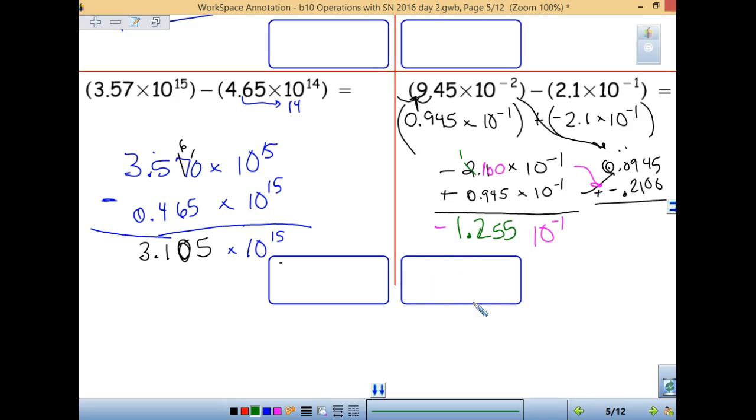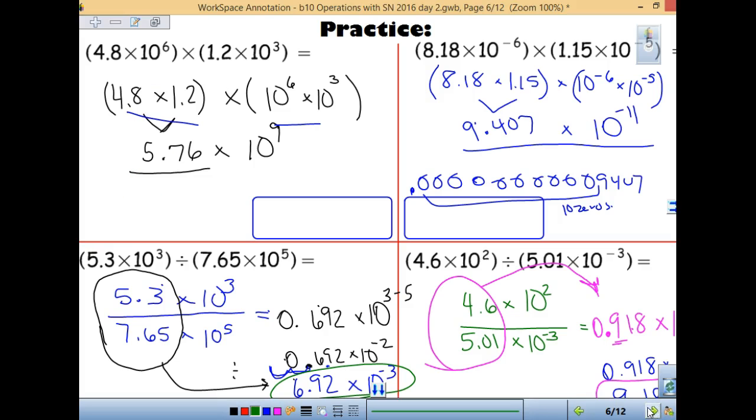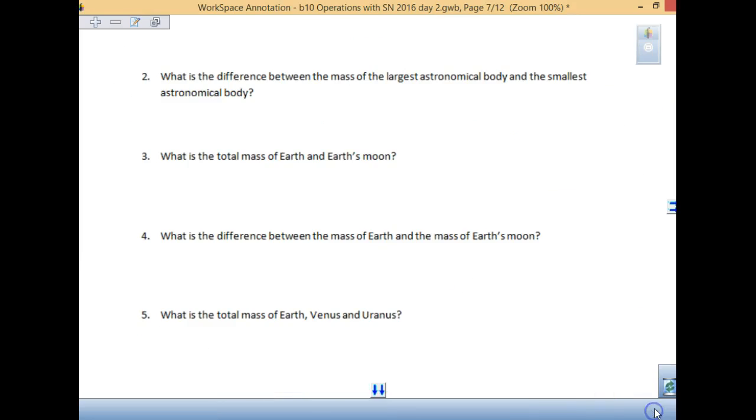Okay? So, if you look at the rest of your notes, we have done the multiplication and the division. Good. You are going to go back to the worksheet, and now you are going to take a look at number 2. And you're going to finish the 10 worksheet in your workbook.